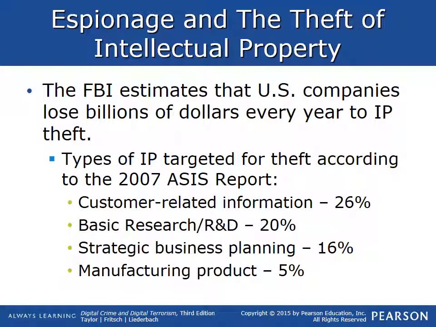So as you can see from the graph here, under intellectual property theft, 26% goes to customer-related information. That's going to be your personal information: social security numbers, date of birth, names, etc. Then basic research and R&D, strategic business planning, and then manufacturing a product. The reason you don't steal manufacturing a product is that it's already there. If I'm going to steal something, I don't want to steal something that's already on a life cycle that's going to die out by the time I reproduce it and start selling it.